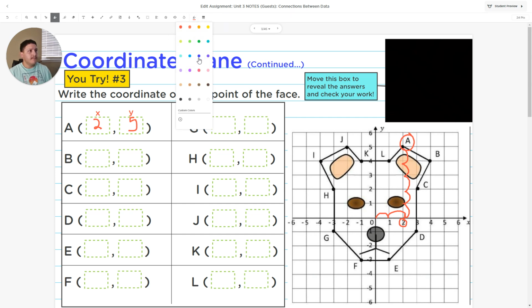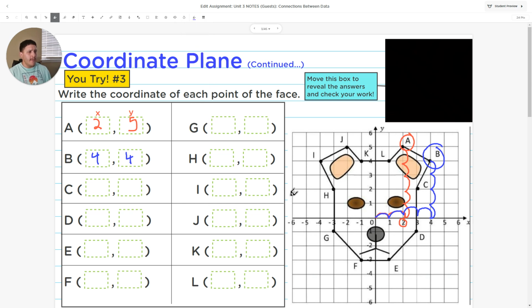Letter B. I would have to go 1, 2, 3, 4 to get in line with letter B. So I have to go to the right 4. And then I have to go up 1, 2, 3, 4. So 4, 4 is letter B.